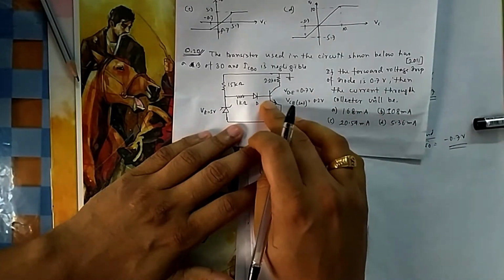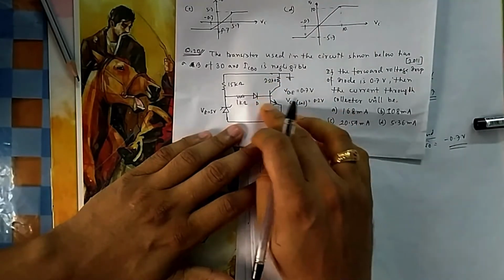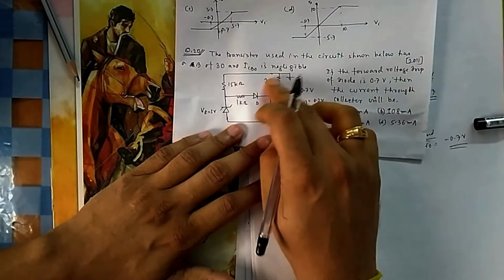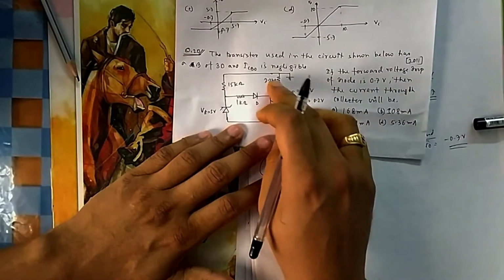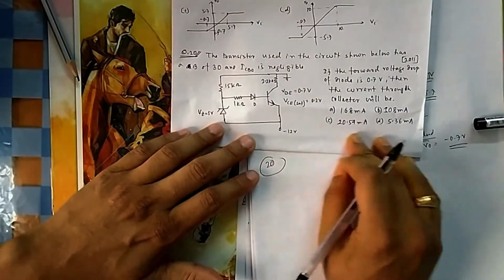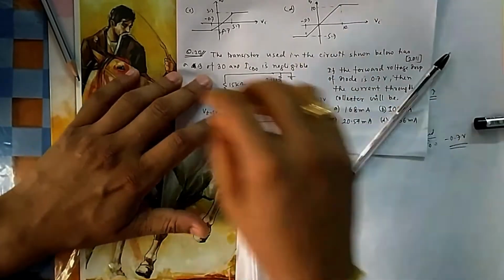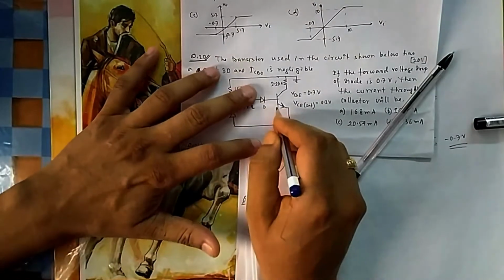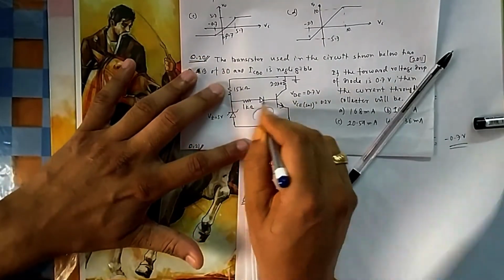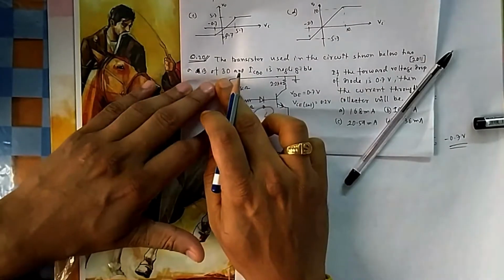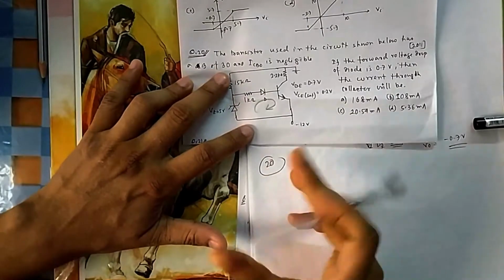So what is the active region? This junction should be forward biased and this should be reverse biased. If both junctions are forward biased, then it is at saturation. If both are reverse biased, then it is cutoff. So we always start by assuming it is in the active region, and then we check whether it is active or not. Because beta is given, if I can calculate IB, then I can calculate IC also. So how will I calculate IB?